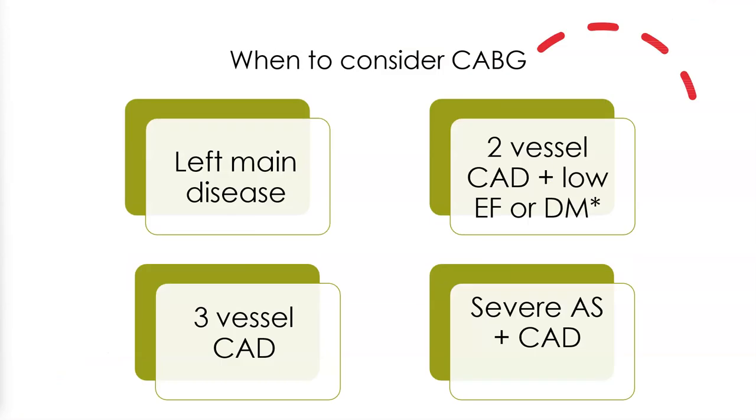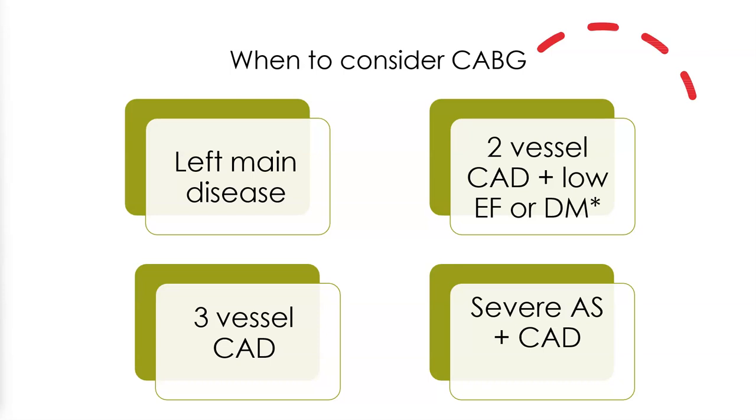Briefly, let's go over when a patient should be considered for coronary artery bypass grafting rather than percutaneous coronary intervention. CABG should be considered when a patient has left main coronary artery disease or when they have significant stenosis of all three main coronary arteries. It should also be considered when patients have significant stenosis of two vessels and a low EF or diabetes.